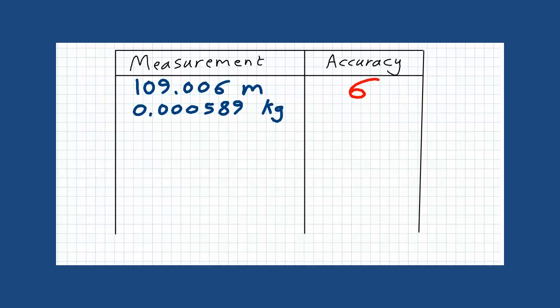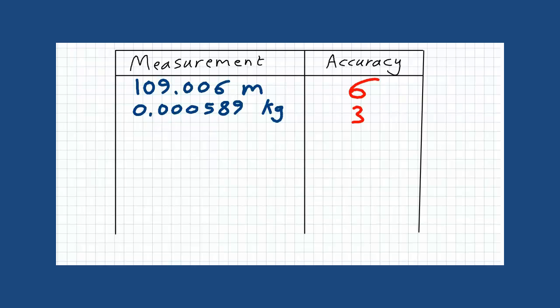Another measurement. How many significant digits in this measurement? We start from the left, from the first non-zero number. So we start counting significant digits from here. 1, 2, 3. We don't count this 0 because it is not significant. We will not count these zeros because they are not between 2 significant digits. So the accuracy here is 3.